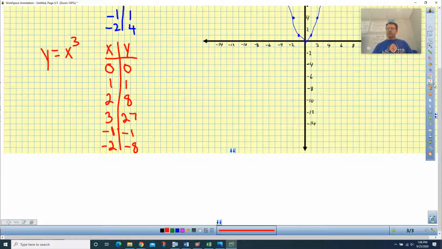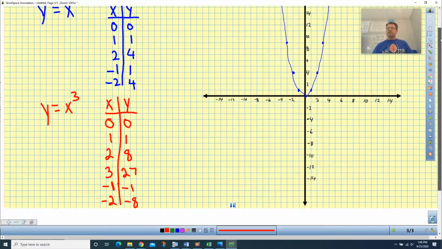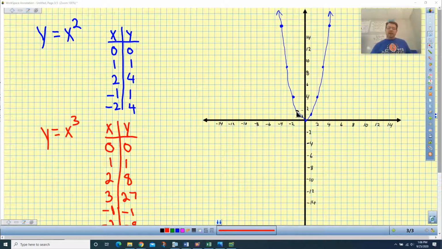Okay, so let's go back up here and actually graph some of these points and take a look at how that looks different. So 0, 0 is the same. 1, 1 is the same, but it's not 2, 4. Now it's 2, 8. And you should get familiar with the cubes, at least through 5. You know, 1 cube, 2 cube, 3 cube, 4 cube, and 5 cube. Those are used a lot. So I suggest you get familiar with those.